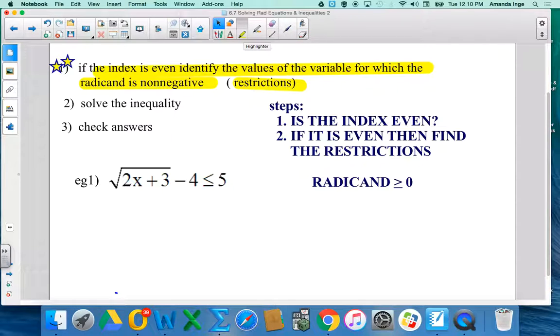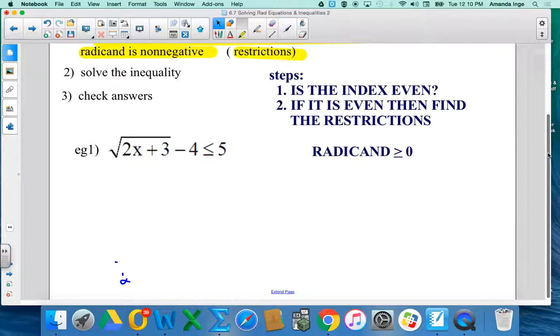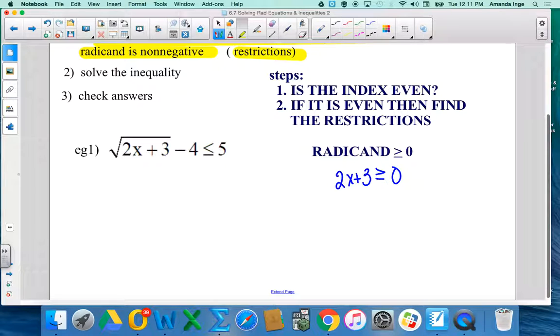You may or may not use the restriction. So the first thing we're going to do is go ahead and find a restriction to begin with. Okay? So 2x plus 3 has got to be greater than or equal to 0. Go ahead and solve that. You get 2x is greater than or equal to negative 3. So x is greater than or equal to negative 3/2. Now, this sign right here has nothing to do with this sign. These two, they don't have any relationship. It is always greater than or equal to 0. Okay?